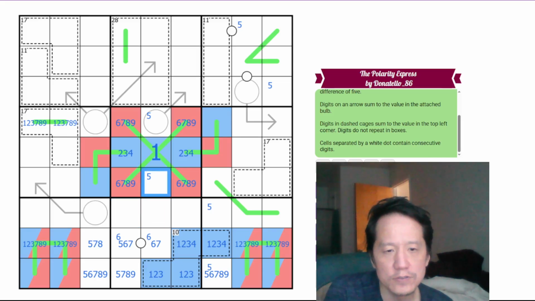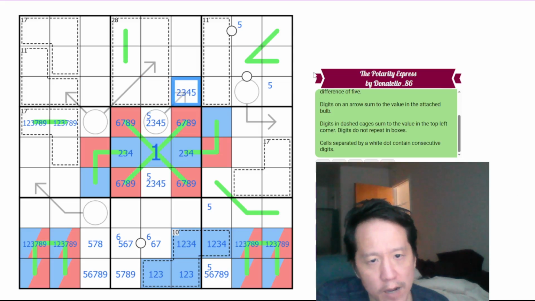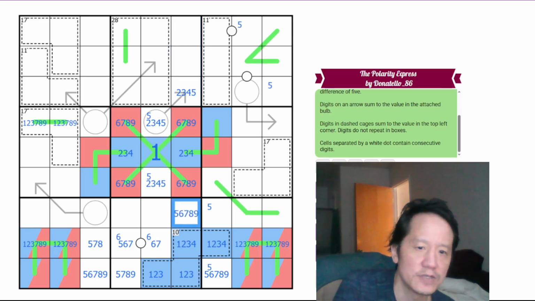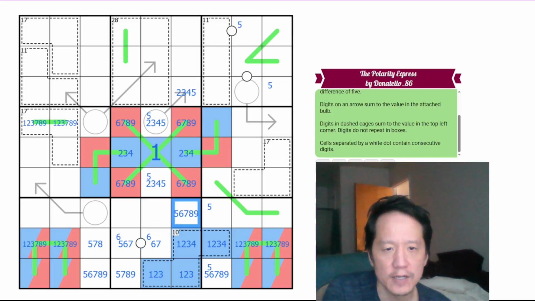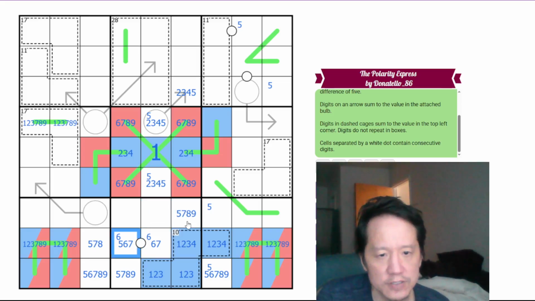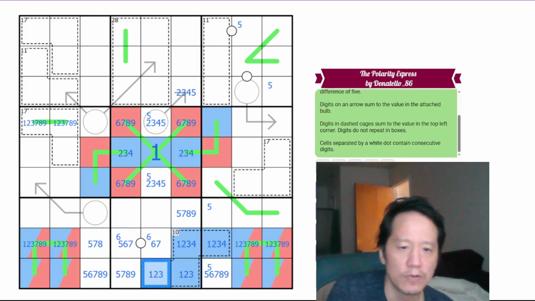This is 2, 3, 4, 5. 2, 3, or 4, 5. So this is also 2, 3, or 4, 5. We need at least one low digit here to add up to 17. So this cannot be low. This is 5, 6, 7, 8, 9 also. And it cannot be 6 because we have a 6 in the box. This cannot be 1.